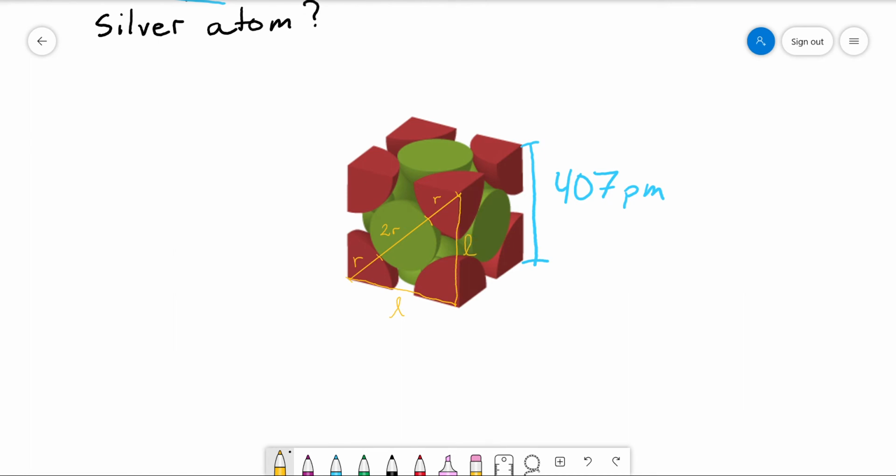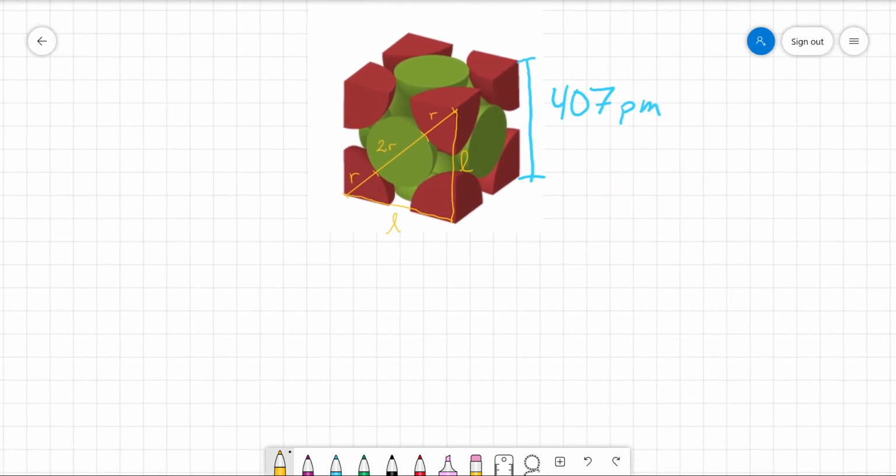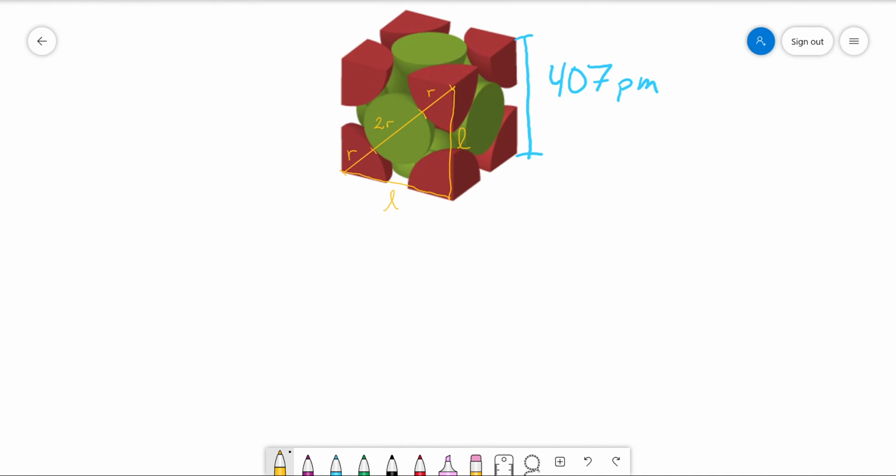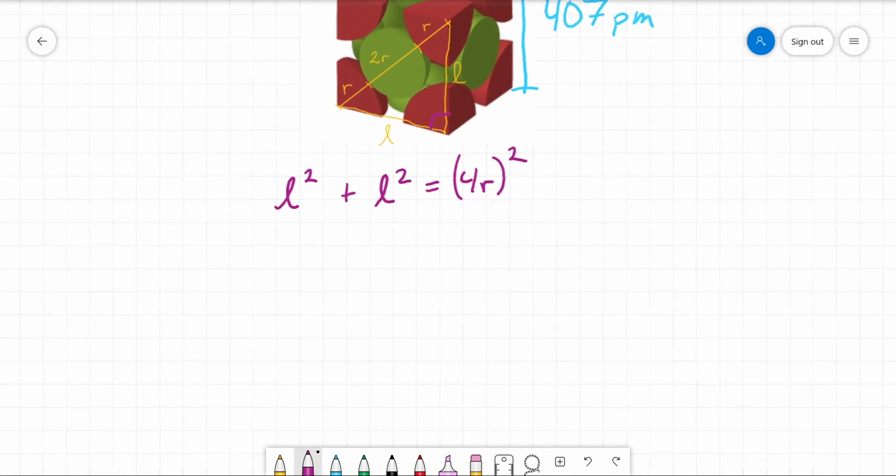And now all we need to do is remember a little bit of geometry. Geometry, what the heck is that? I know you guys took it way back in high school, but we're going to bring it up again. Because if we use the Pythagorean theorem, this is a right angle. So we know that L squared plus L squared is equal to 4r, the total number of radii across that diagonal, squared. It's just the Pythagorean theorem: a squared plus b squared equals c squared.